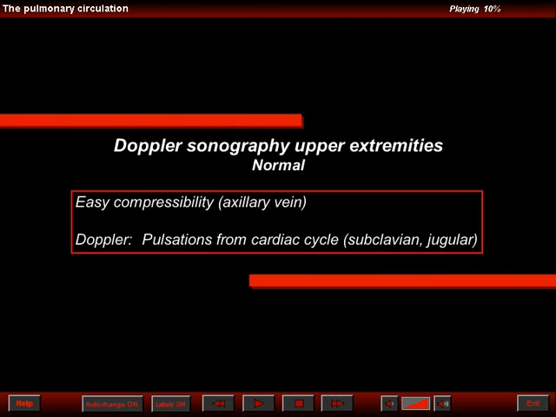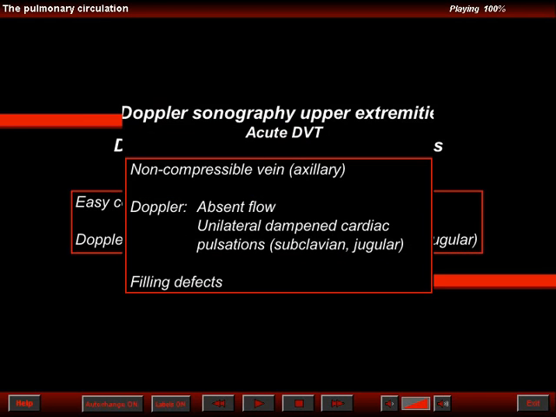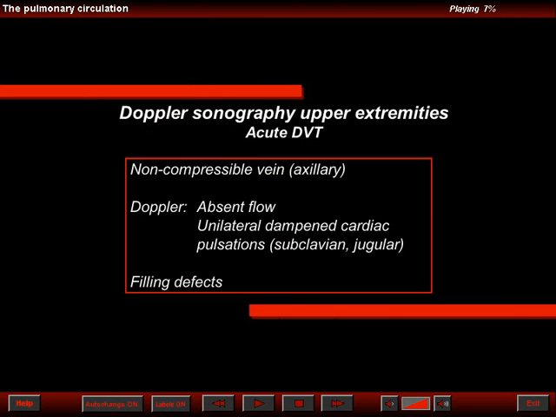Doppler sonography of the upper extremities in normal cases will reveal easy compressibility of the axillary vein, and on Doppler studies one may observe pulsations from the right side of the heart in the subclavian and jugular veins. In acute vein thrombosis of the upper extremities, one will observe a non-compressible vein in the axillary region. In Doppler studies, absence of flow and unilateral dampened cardiac pulsations elicited in the subclavian and jugular veins. Filling defects may also be observed.